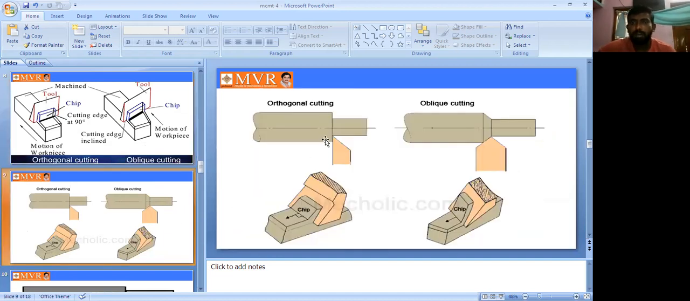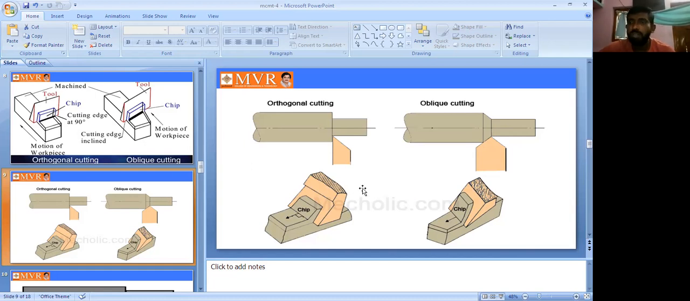Orthogonal cutting, oblique cutting. See here, like this, orthogonal cutting. Oblique cutting you can see like this. So the chip, the removed material, we can see by using a tool. The tool is at 90 degrees. We fix it and remove the material like this. The removed material we can call the chip. Next, you can see some inclination here. The tool removes the material, and the removed material you can call the chip. So it is a major difference between orthogonal cutting and oblique cutting.